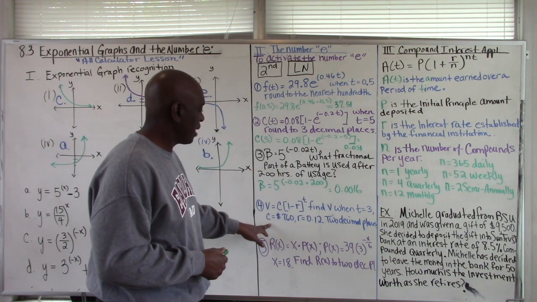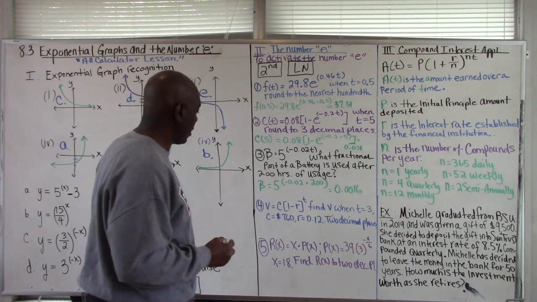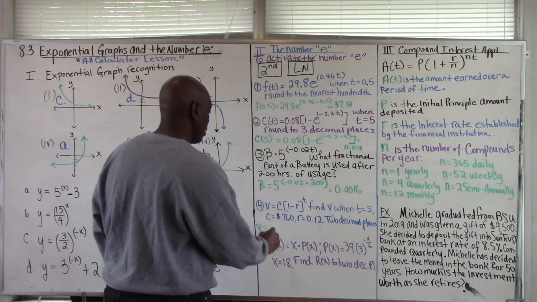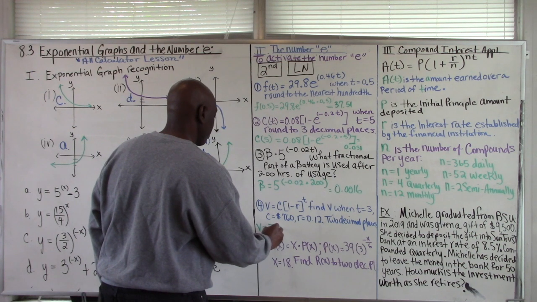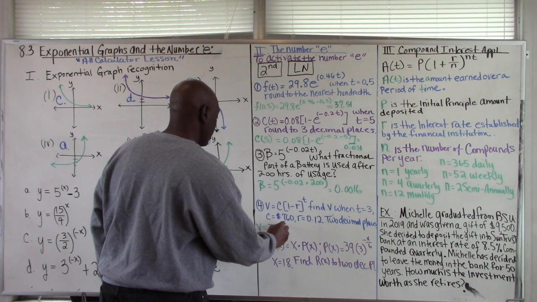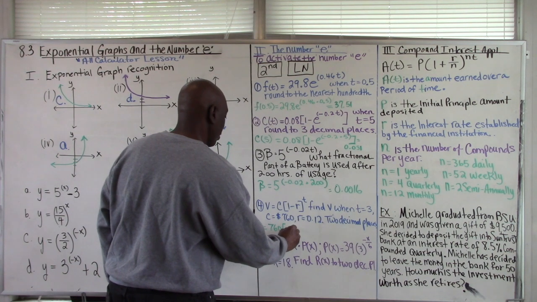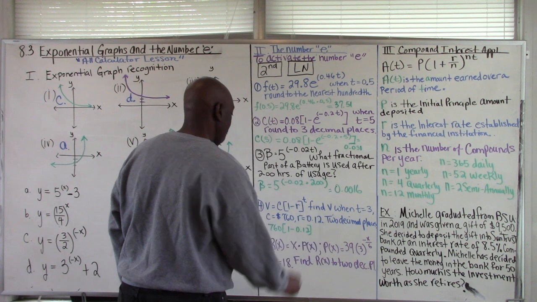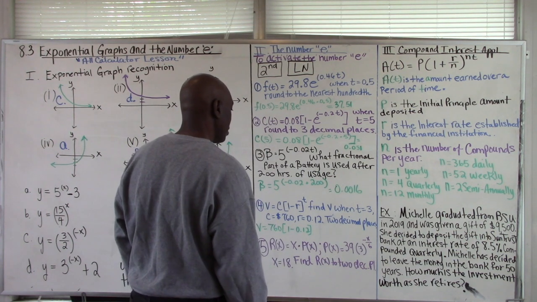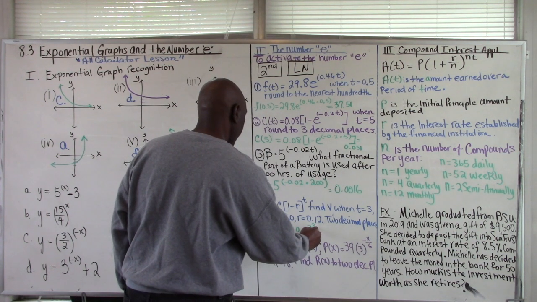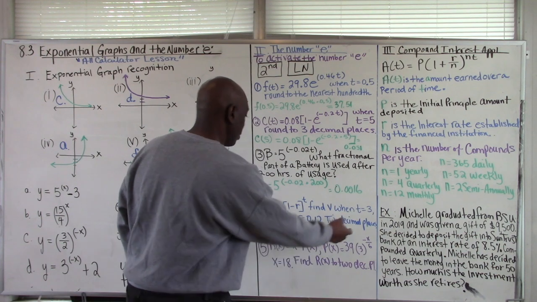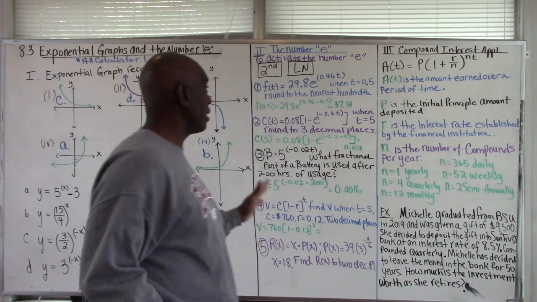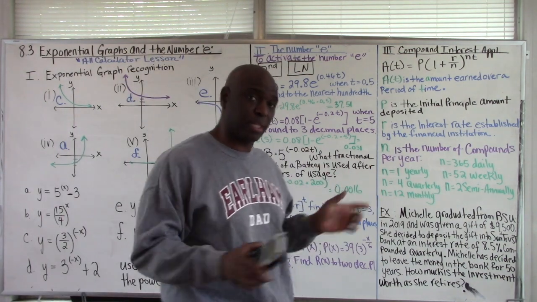All right, what do we have here? All right, so V is going to equal C, which is $760, times 1 minus R, which is 12 hundredths, to the power of T, and T is 3. And what does that equal? 2 decimal places. Back to the calculator. See, everything in this lesson, 8.3, is strictly calculator.